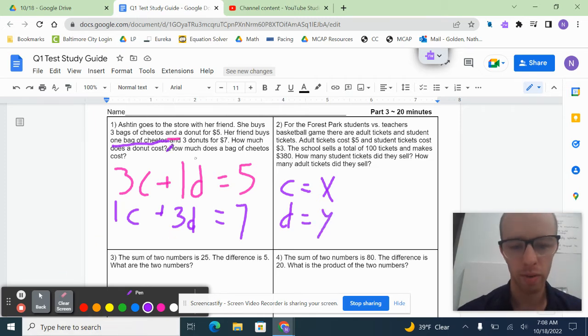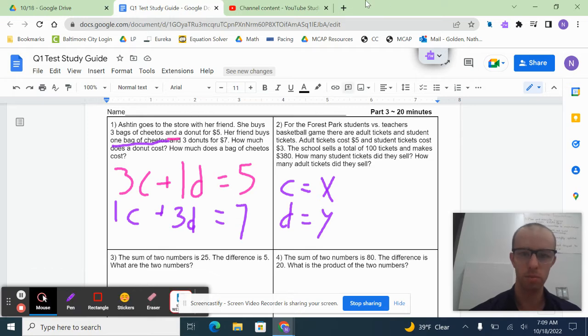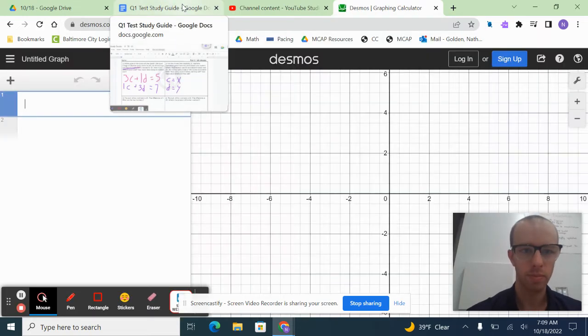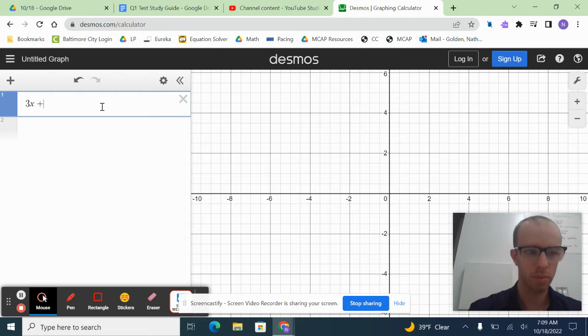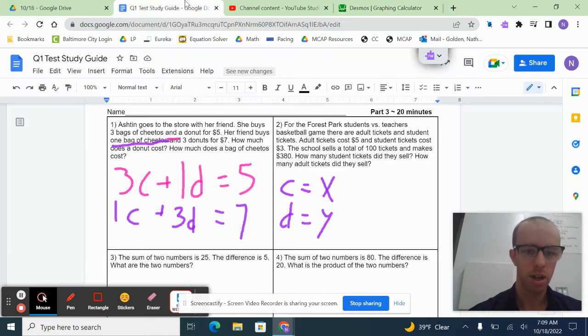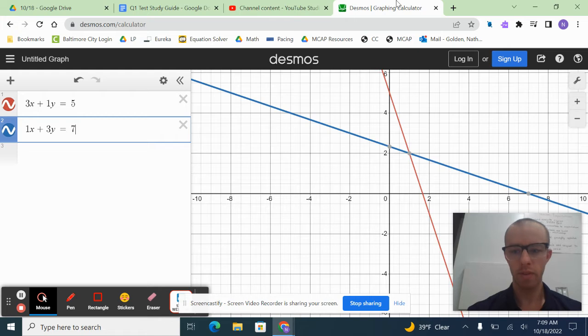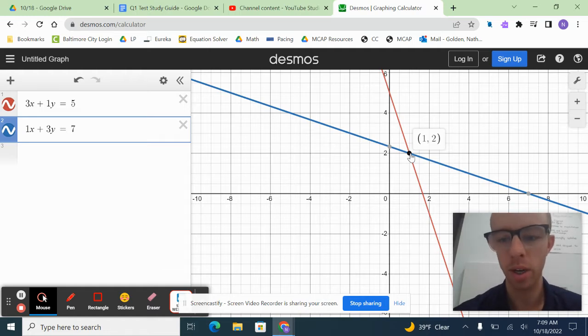Unfortunately, this is going to disappear from me as soon as I switch over to Desmos, but try to remember the equations. Go to Desmos graphing calculator. I have 3x plus, oh, I didn't switch over. All right, 1y equals 5 and 1x plus 3y equals 7. Once I plot these, my answer is where the 2 lines intersect. It intersects at 1, 2.